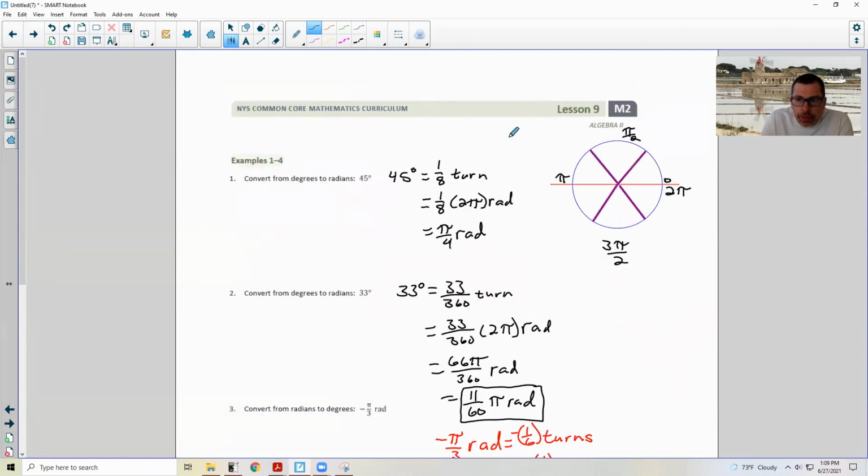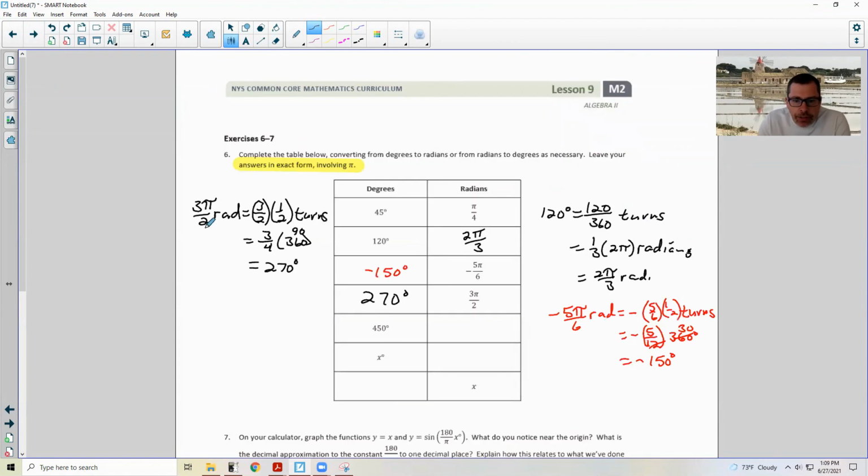If I go back to my circle up here, 1 pi over 2 was here. Pi, 3 pi over 2 was here. I just had erased that vertical line there. 3 pi over 2 is 270 degrees. It checks. Okay, so now 450 degrees.